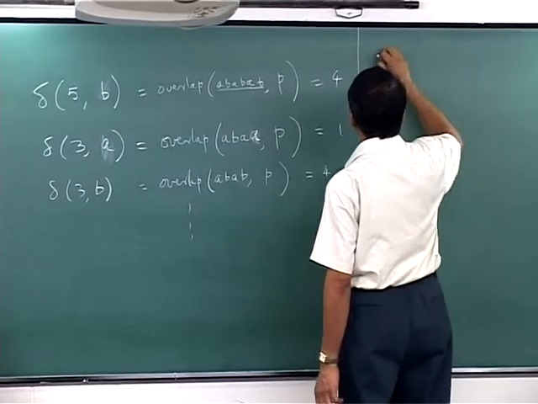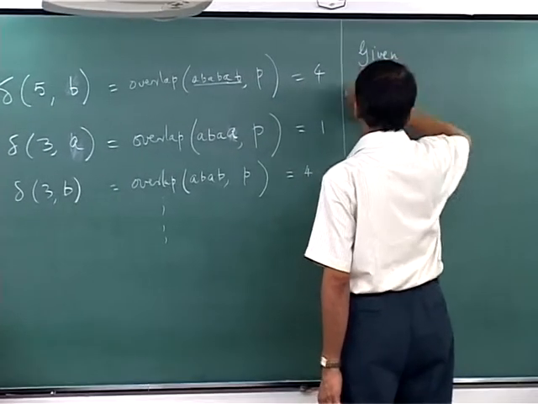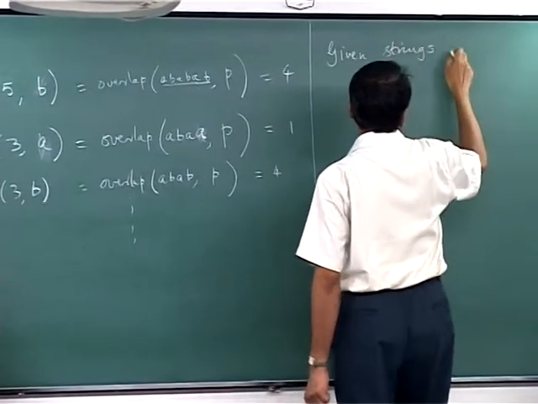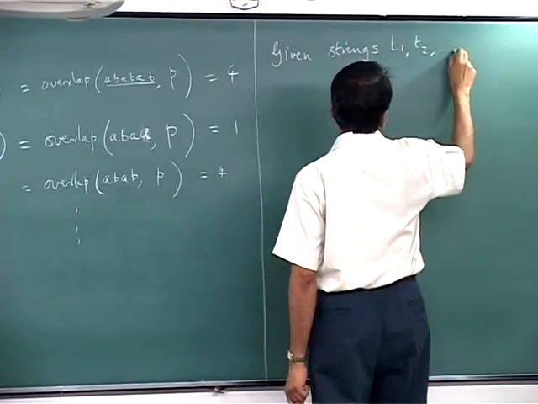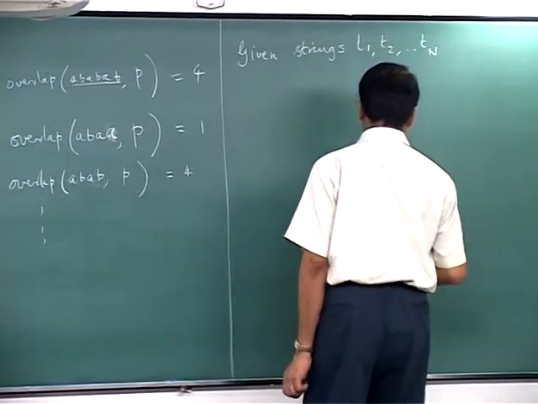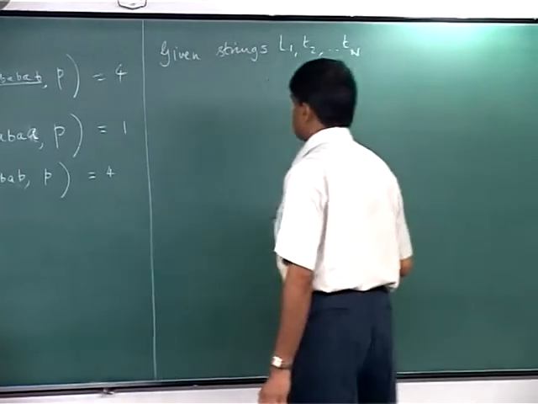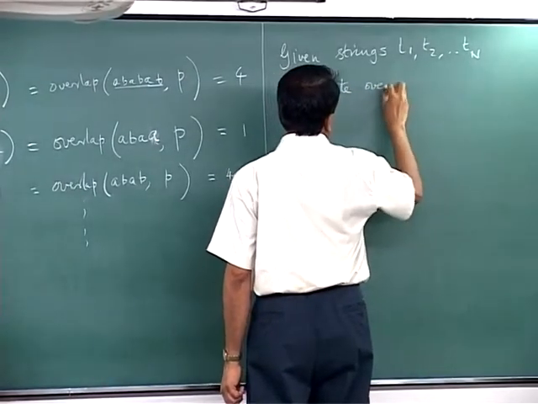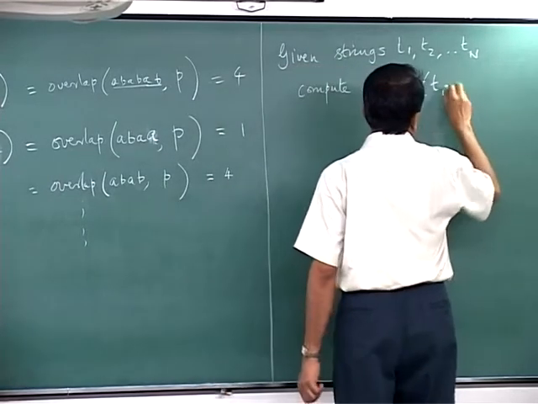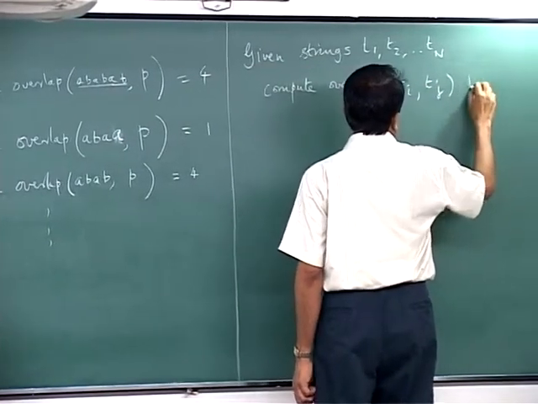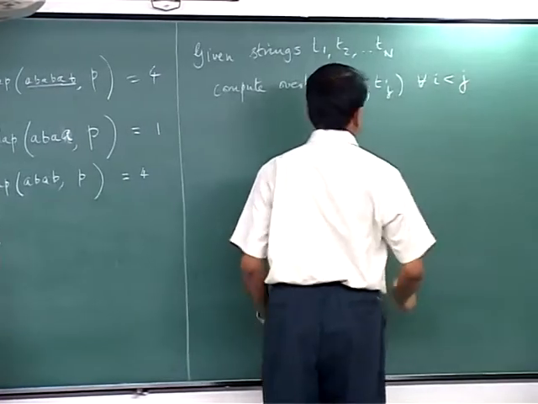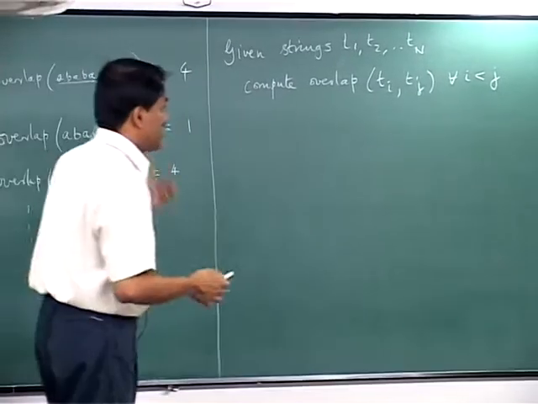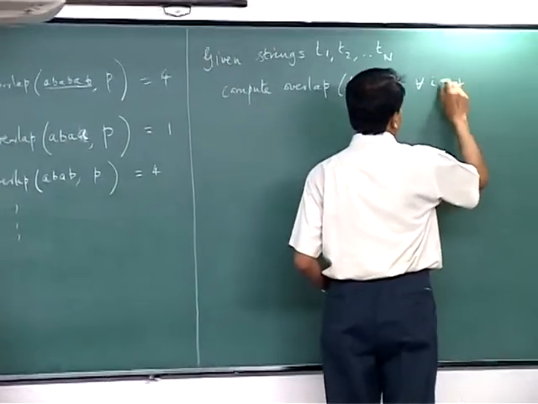Okay. So, now the problem I want to look at is, given strings T1, T2, up to Tn, compute the overlap of Ti, Tj for all i less than j. Or I can even say i not equal to j. Every pair, I want to find the overlaps.